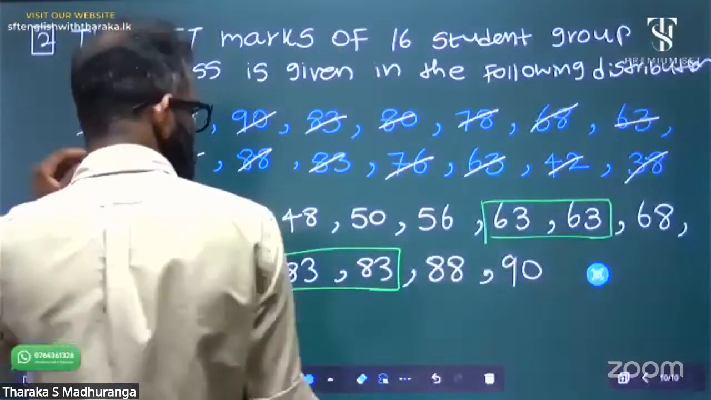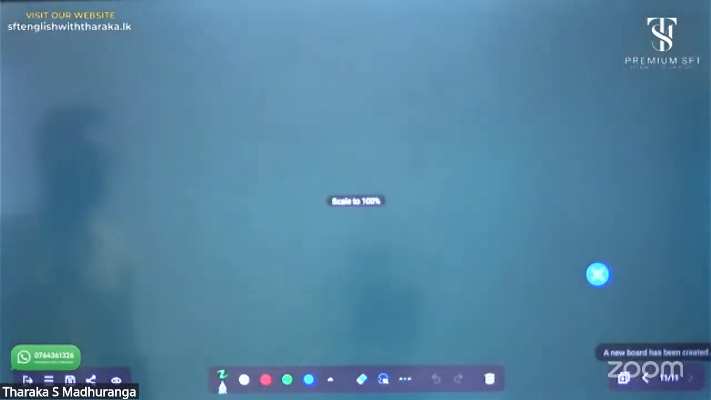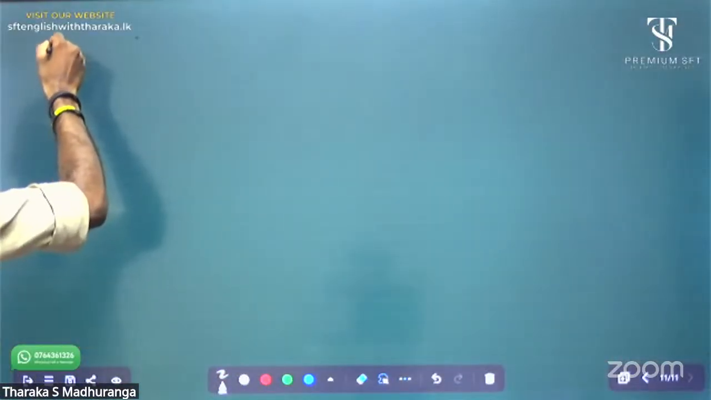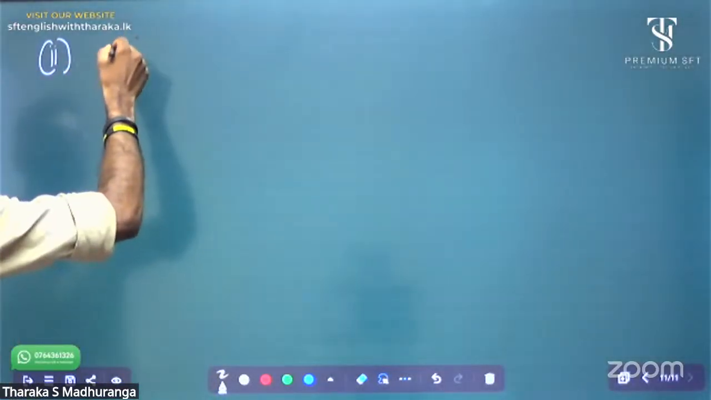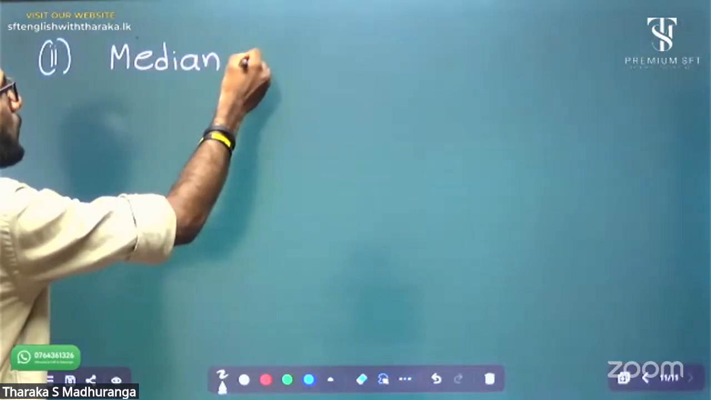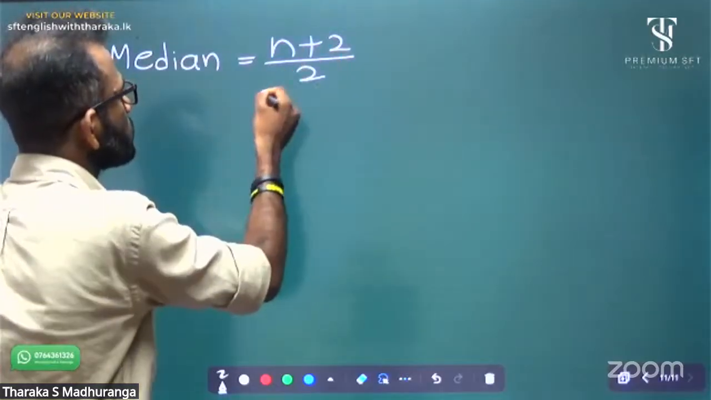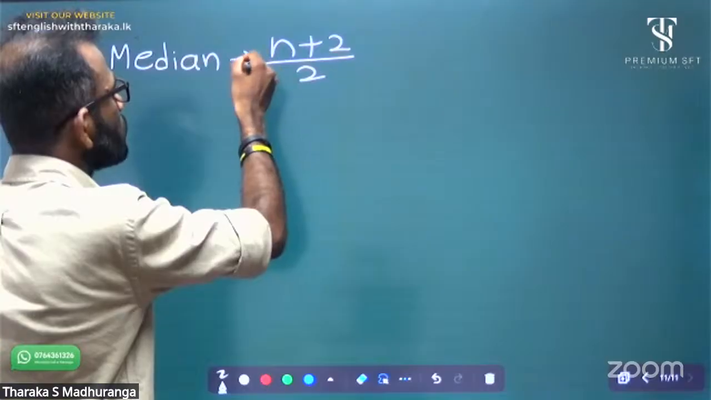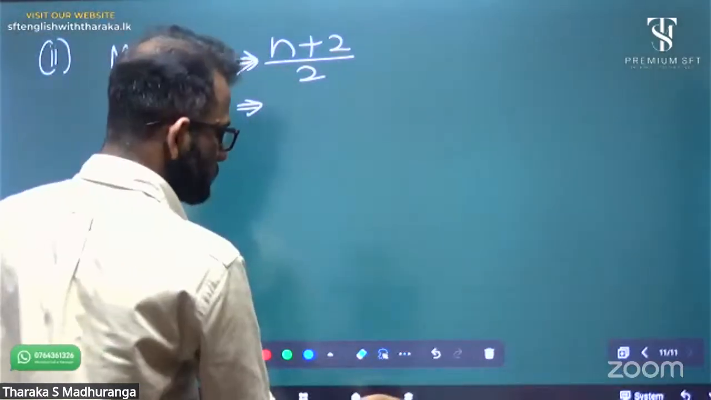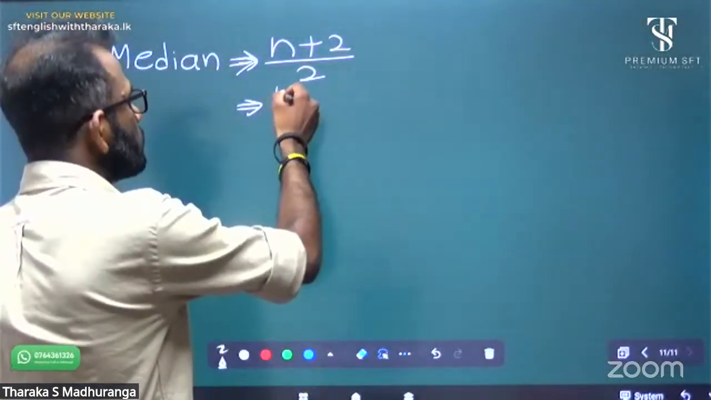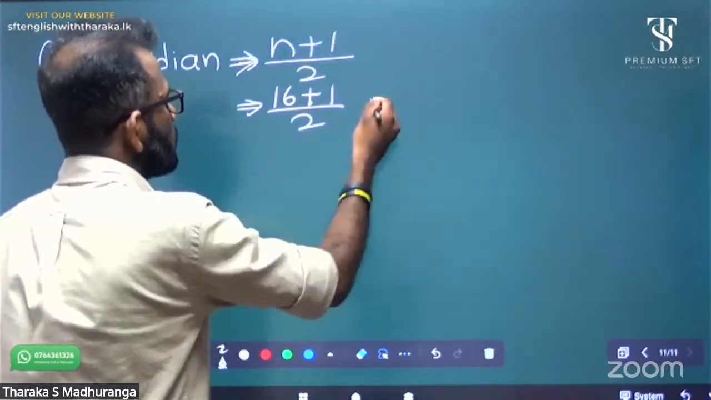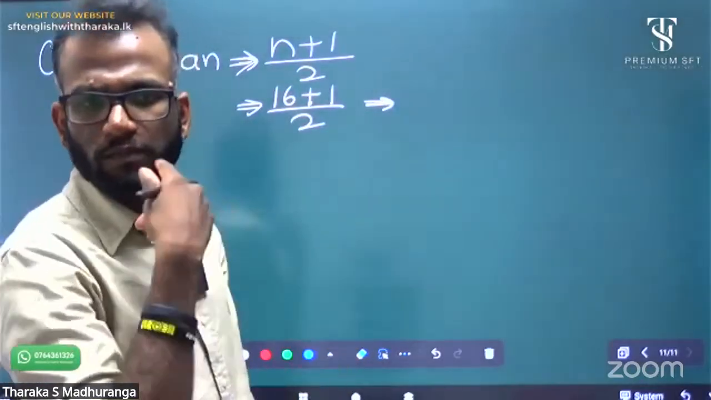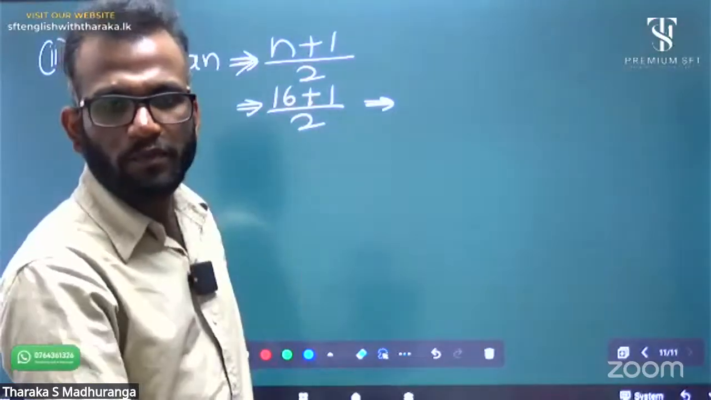Second one. Question number 2: median. How to get the median? It equals the (n plus 1) over 2 th value. Here n is 16, so 16 plus 1 over 2. That's 17 over 2. What to do?